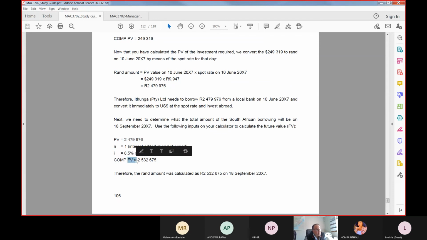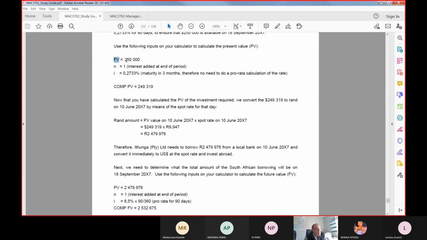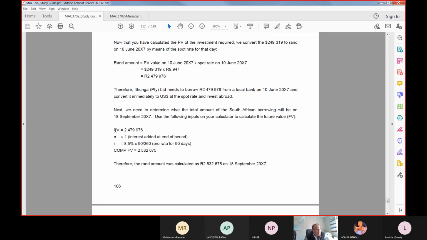What would be my future value? Here in the scenario, we know what the future value is. We're trying to calculate what the present value is. On this calculation, we know what the present value is, what we need to borrow, but at the interest rate of 8.5%, 90 divided by 360. You see that? So you take your 8.5 divided by 360 times 90.